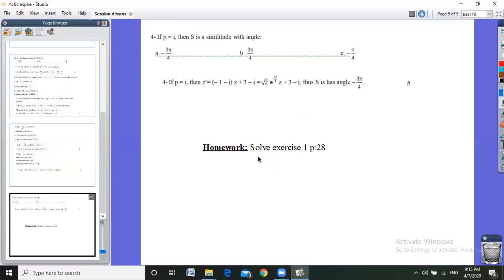Now, as a homework, solve exercise 1, page 28. Thank you.